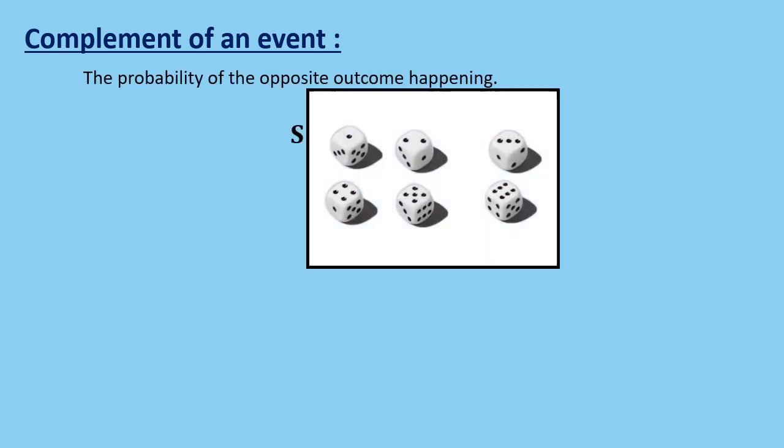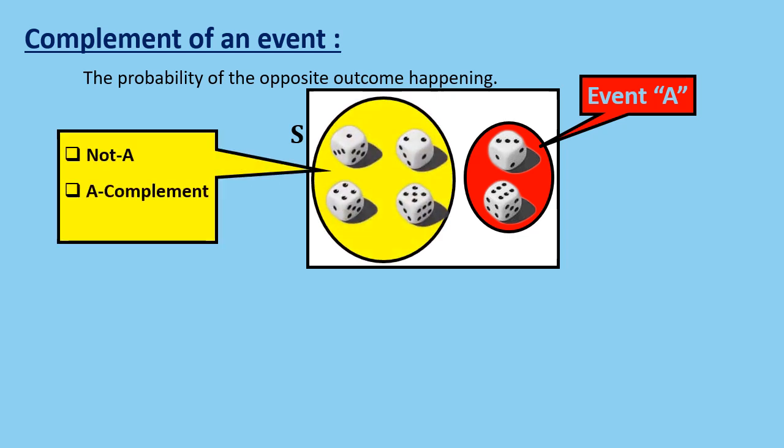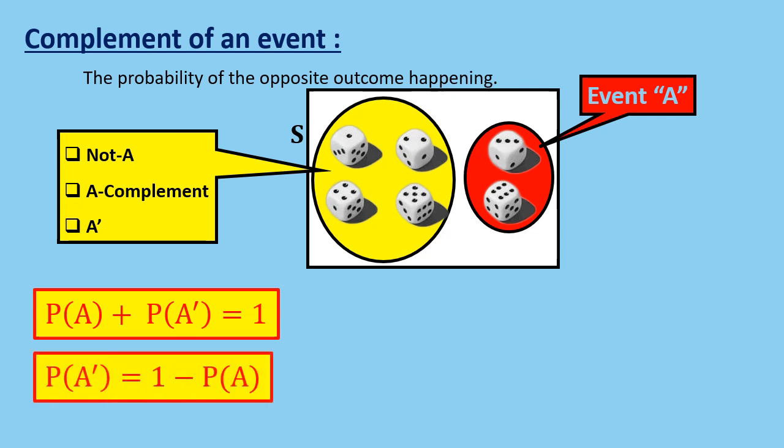The complement of an event is simply the probability of the opposite outcome happening. In fact, for every event A, there is another event known as not A or A complement, which we denote as A prime, which represents the remaining elements of the sample space S. Since the sum of the probabilities of all the outcomes in the sample space is equal to 1, we can say that the probability of event A plus the probability of its complement is equal to 1. In other words, the probability of not A can be calculated as 1 minus the probability of A.